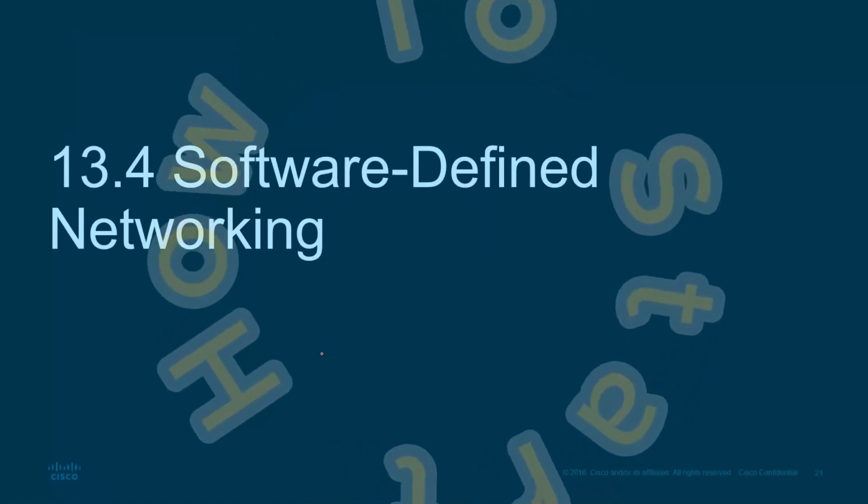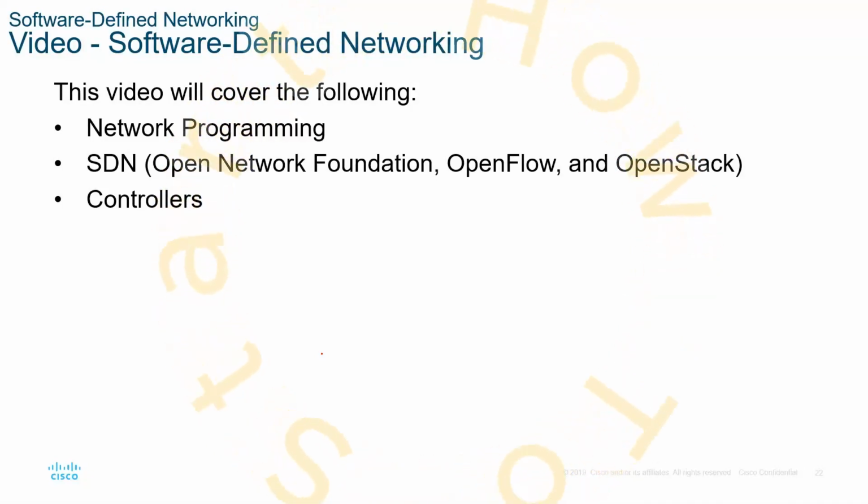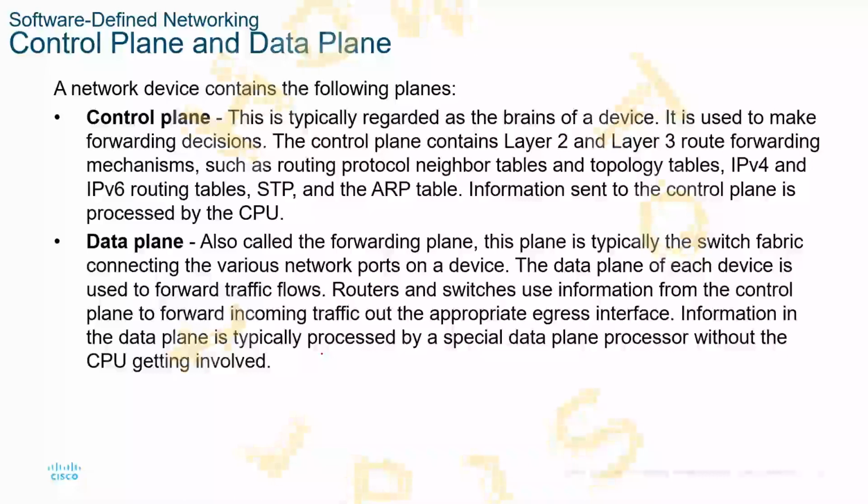Moving on, we have our software-defined networks, our SDNs. So we're going to be looking at network programming, looking at SDNs, and we're going to wrap it up with our controllers. So first of all, our controllers will have two main types of planes. That's going to be a control plane and a data plane. The control plane is typically regarded as the brains of a device. They do all of the layer 2 and layer 3 functioning, the routing, the forwarding, the address tables, STP, ARP tables, all of this is sent to the control plane and is processed by the processor.